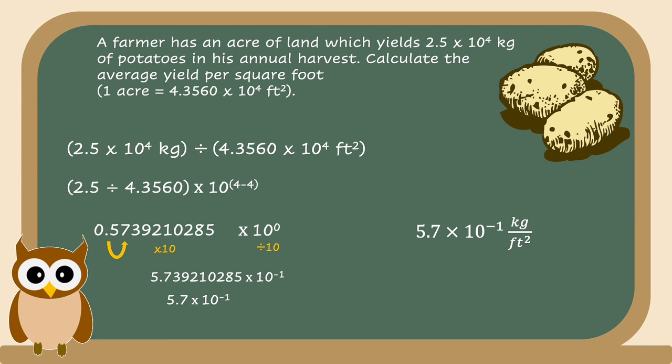So there you have it. The farmer's yield on average is 5.7 times 10 to the power of minus 1 kilograms per square foot of land, or about 570 grams per square foot.